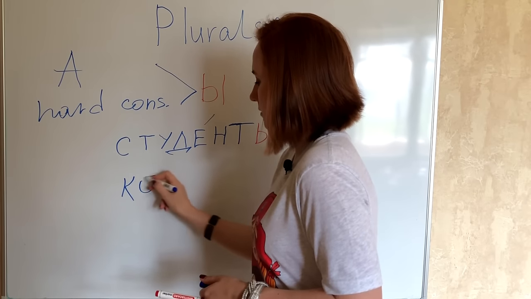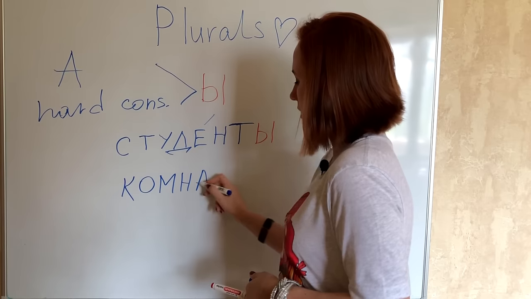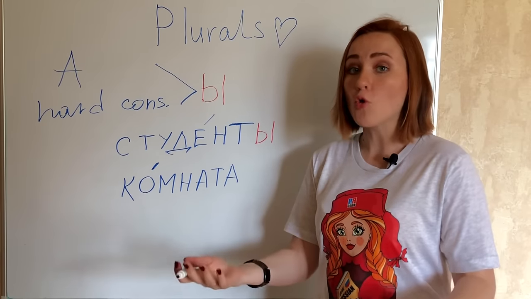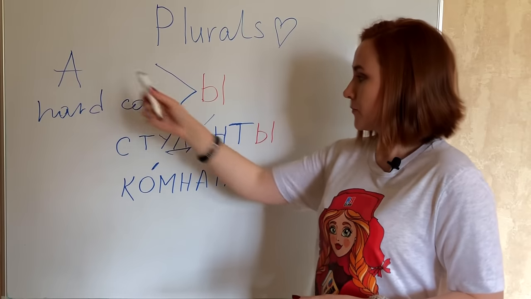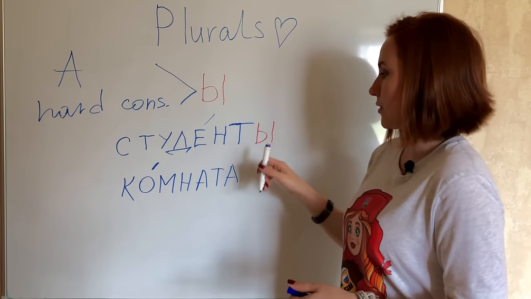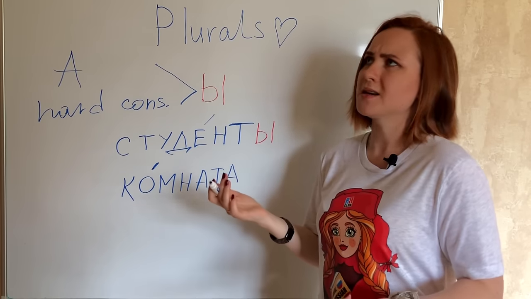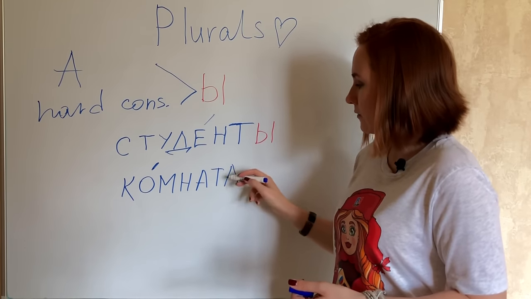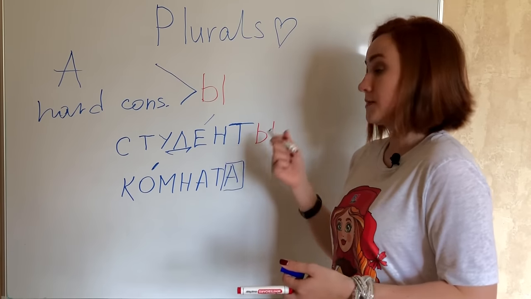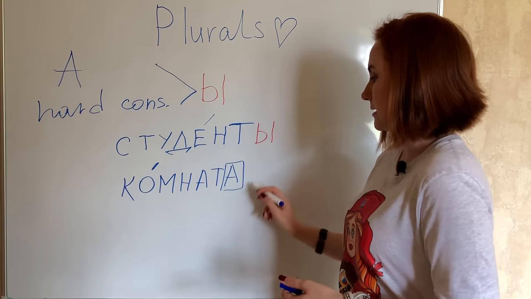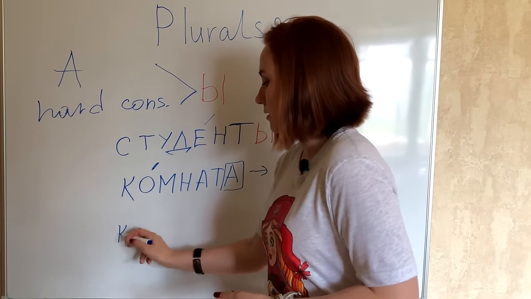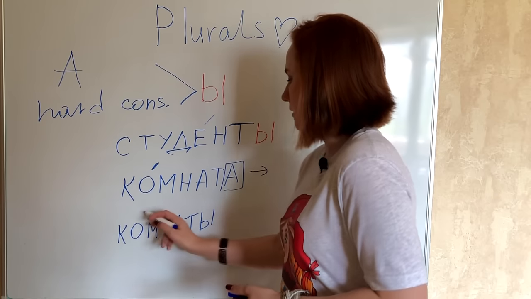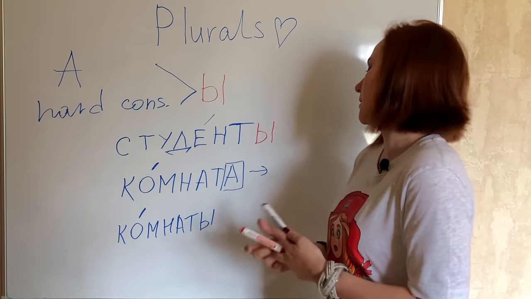Or now with а, комната, a room, комната. Repeat after me, комната. What do we do? Here, we didn't have any ending, right? So we just added something. So added ы. Here, we have the ending а, right? So we replace it with ы. And the word комната turns to the word комнаты. Right? Комнаты.